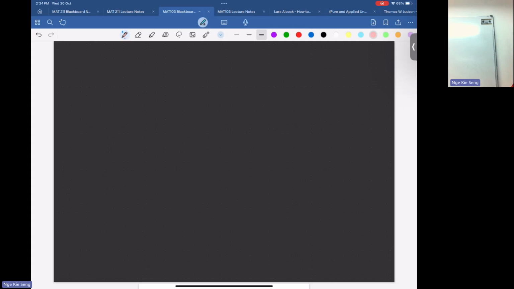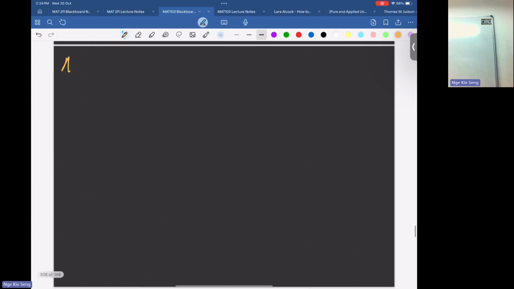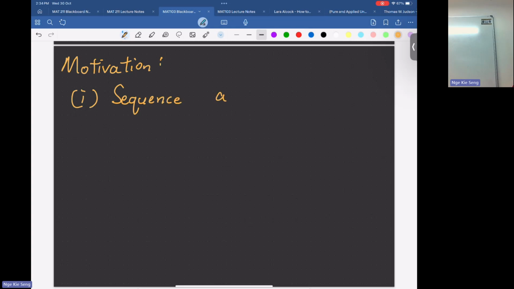Okay, so let's start a new chapter now, partial derivative. Maybe we won't go deep, but at least we need to communicate some idea. So what have we done? First, we have done sequence. I told you that a sequence is equivalent to a function. Function from where to where? Function from N to R.